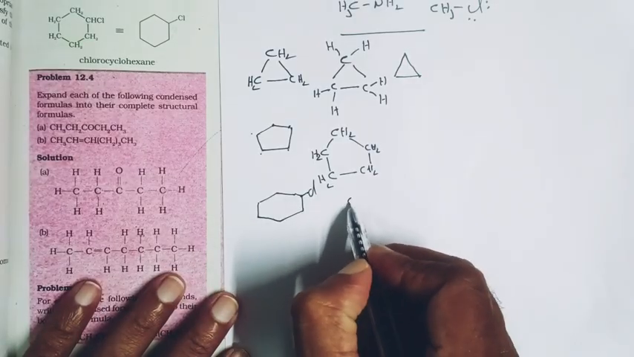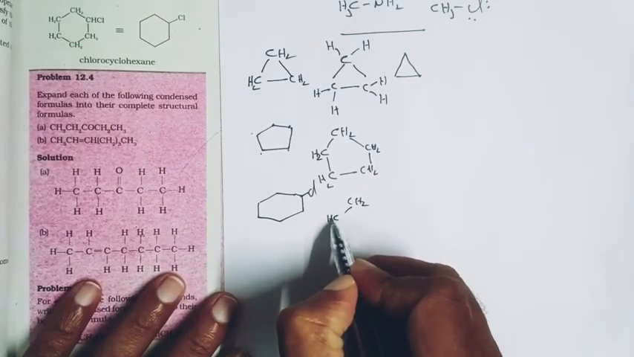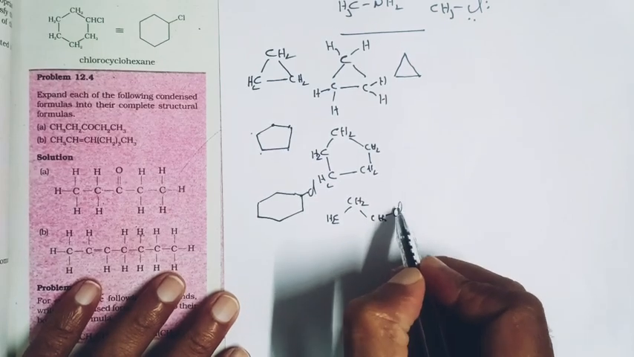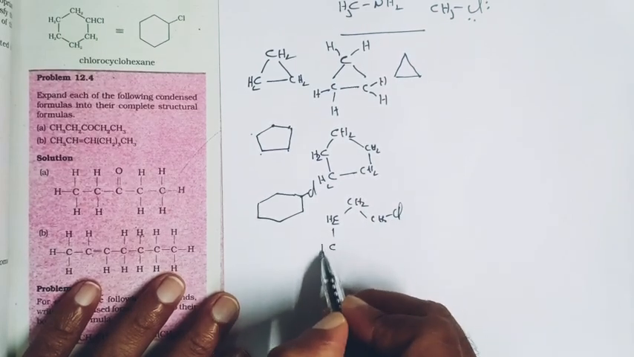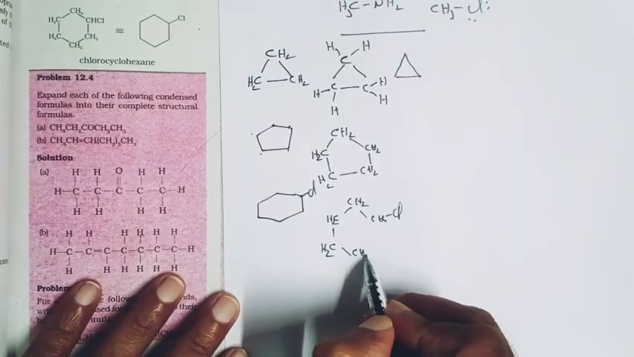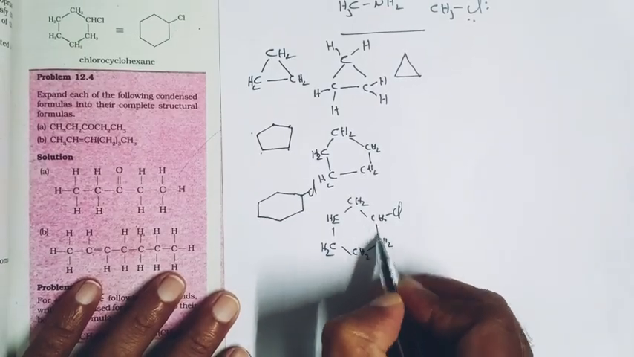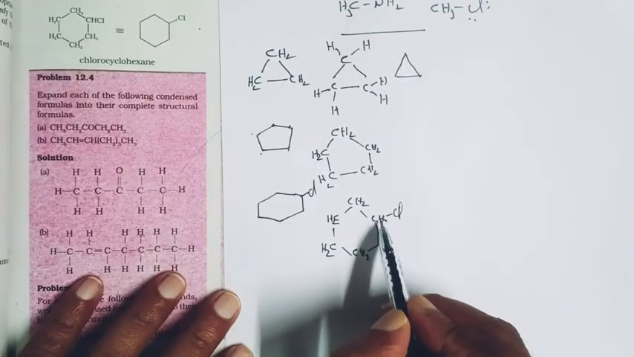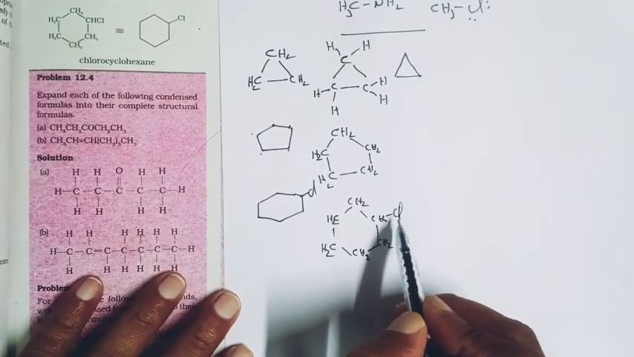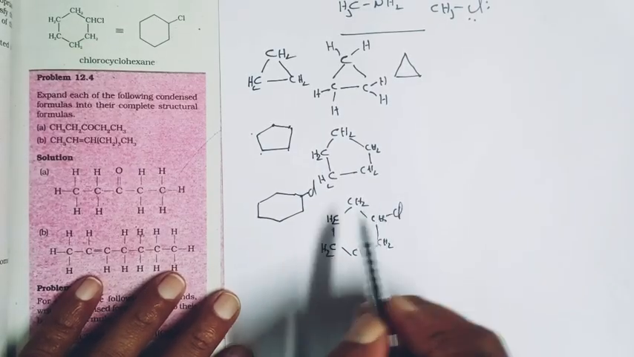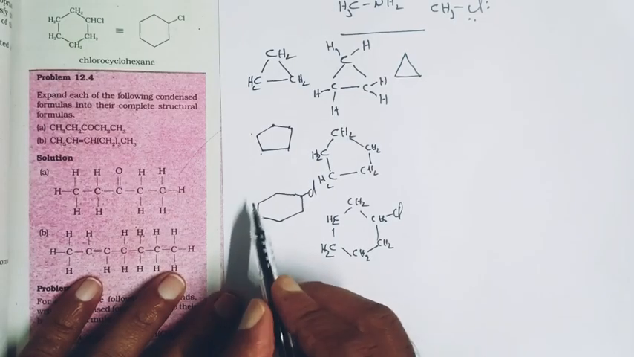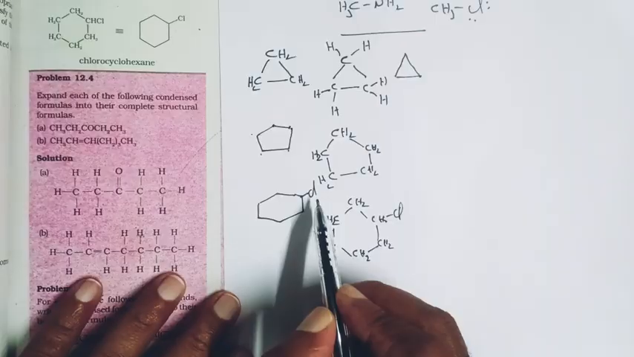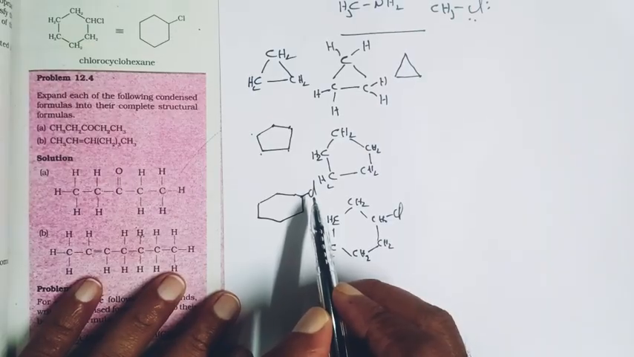So this means CH2, CH2, CH. Here chlorine is there. This is CH2, CH2, CH2, CH2. So all the CH2, and here CH only, because one extra chlorine bond is a heteroatom. So here carbons and hydrogens we do not have to show. Only heteroatoms we need to show.